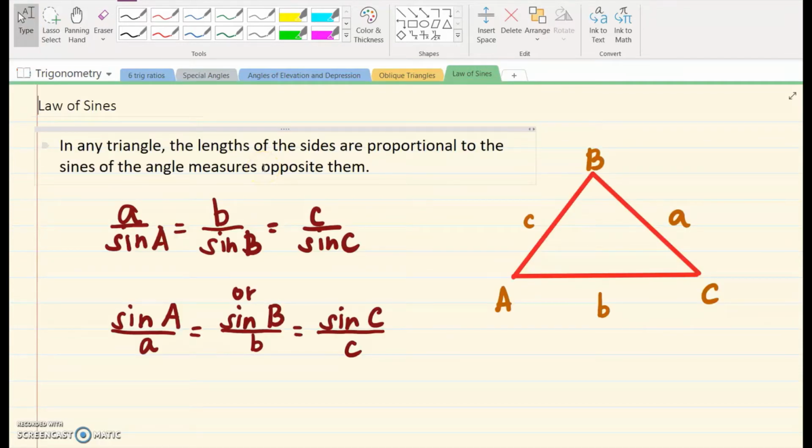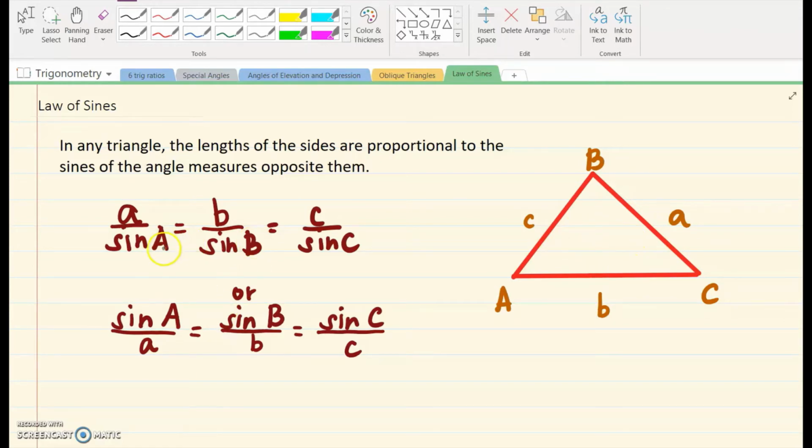So let's start off with the law of sines. In any triangle, the lengths of the sides are proportional to the sines of the angle measures opposite them. So let's say you have here triangle ABC with sides a, b, c. Angle A, the opposite side is side a. Angle B, the opposite side is side b. Then angle C, the opposite side is side c.